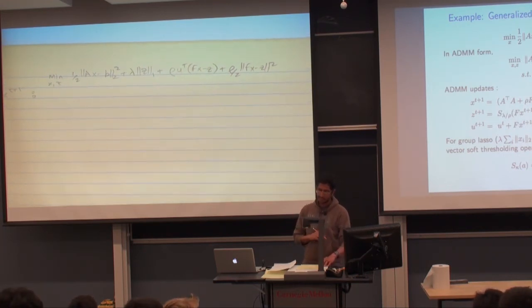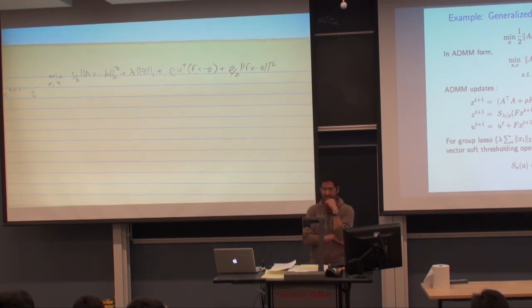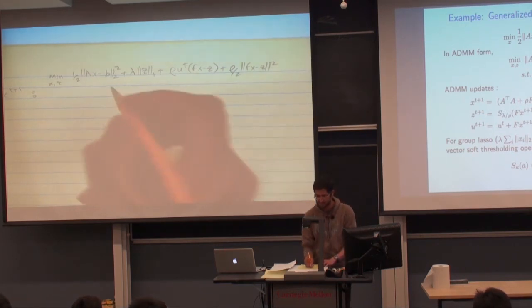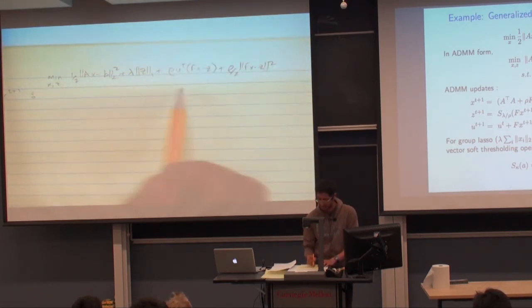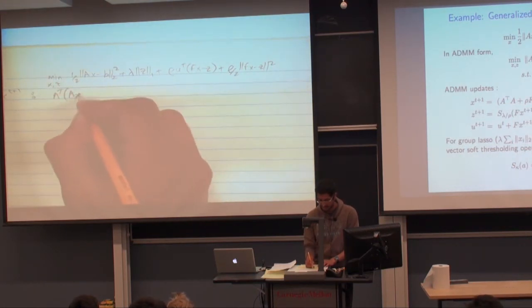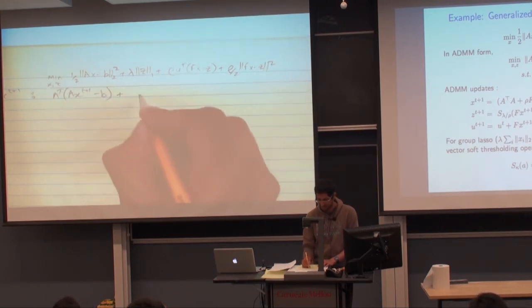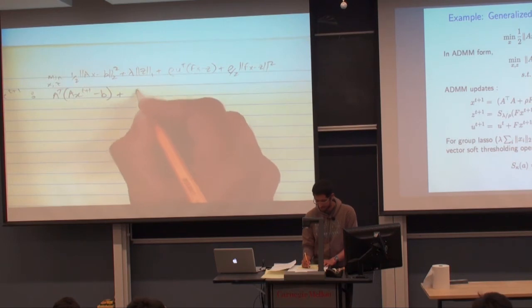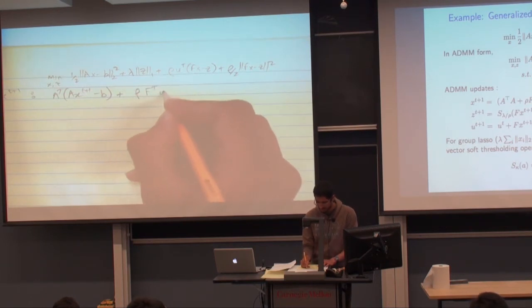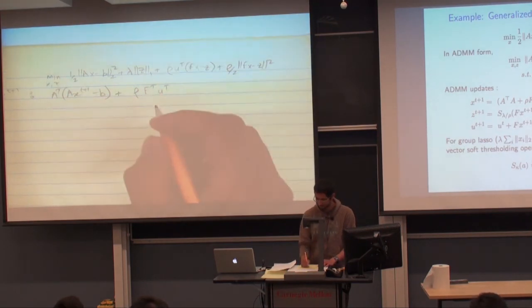And what I want to do is, as I said, fix z and u and look at the update for x, right? So I'm going to just differentiate this with respect to x only. What I'll get is A transpose times (Ax^{t+1} minus b), right? That's the first term. Then I'll get a rho times F transpose u transpose. Oh, sorry, u^t.